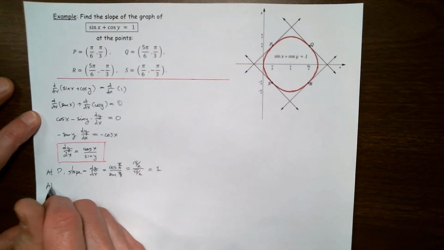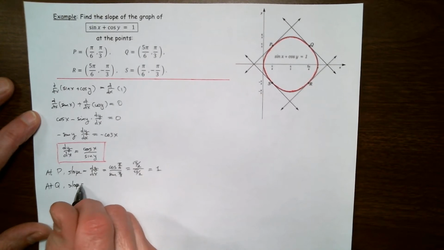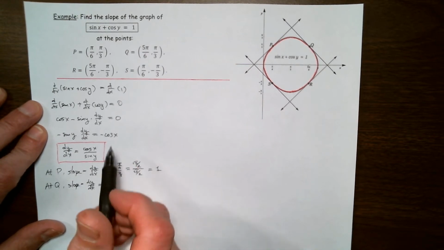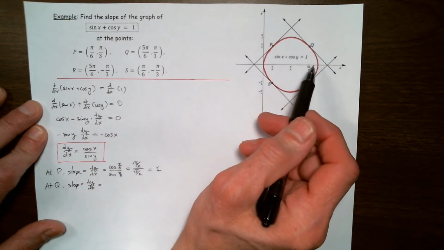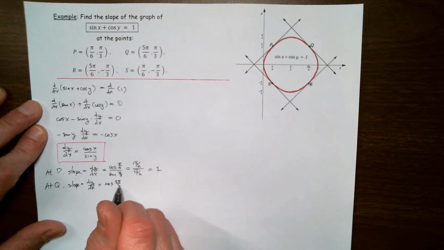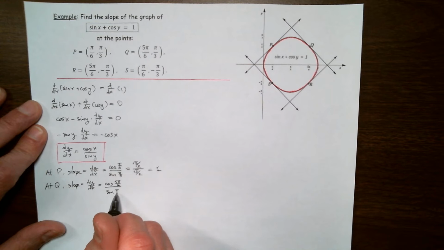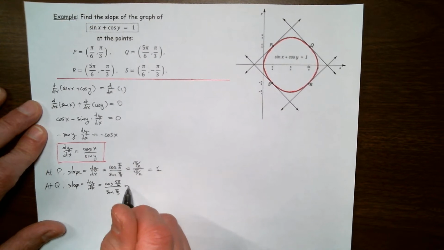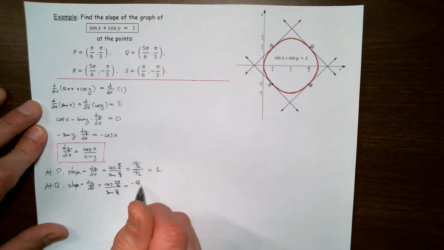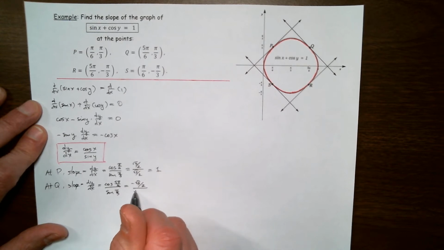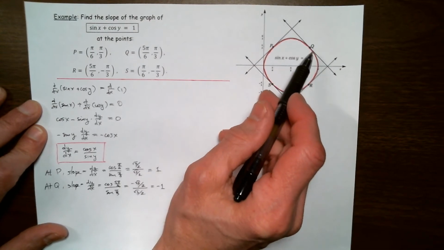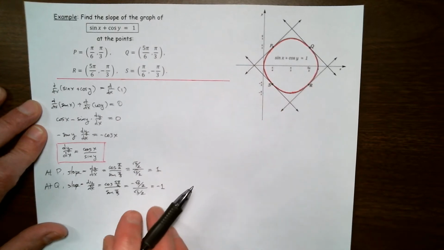At the point Q, the slope will be the value of dy dx at the point having x coordinate 5 pi over 6 and y coordinate pi over 3. That will be the ratio of cosine of 5 pi over 6 divided by sine of pi over 3. Remember that in the second quadrant, the cosine is negative. So the ratio becomes negative radical 3 over 2 divided by positive radical 3 over 2, so the slope is equal to minus 1. The tangent line at point Q is of slope minus 1.